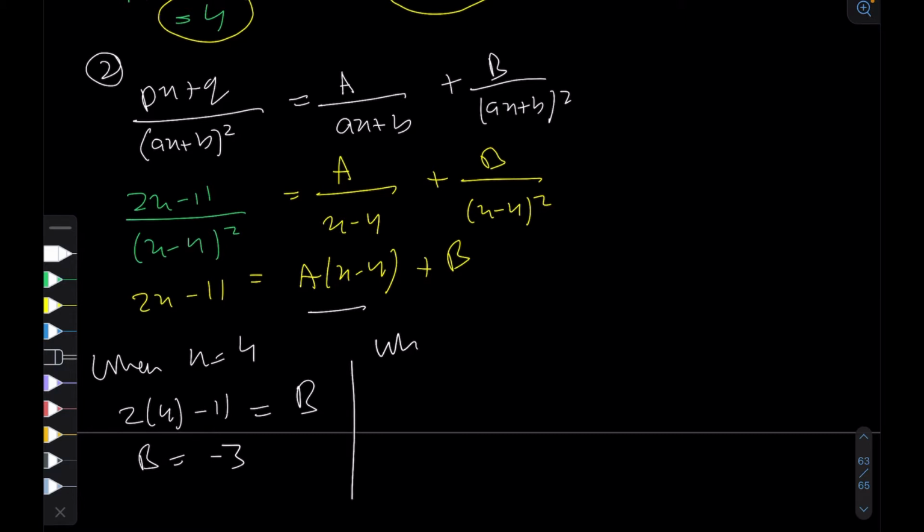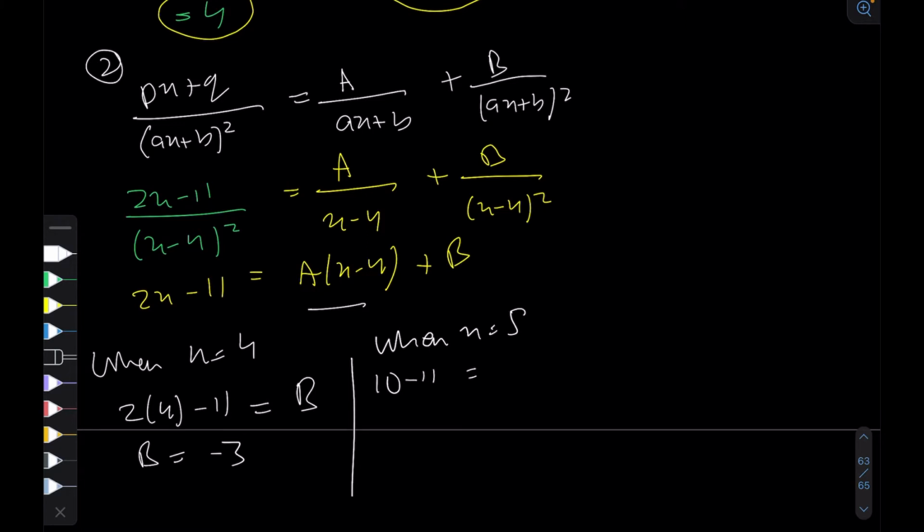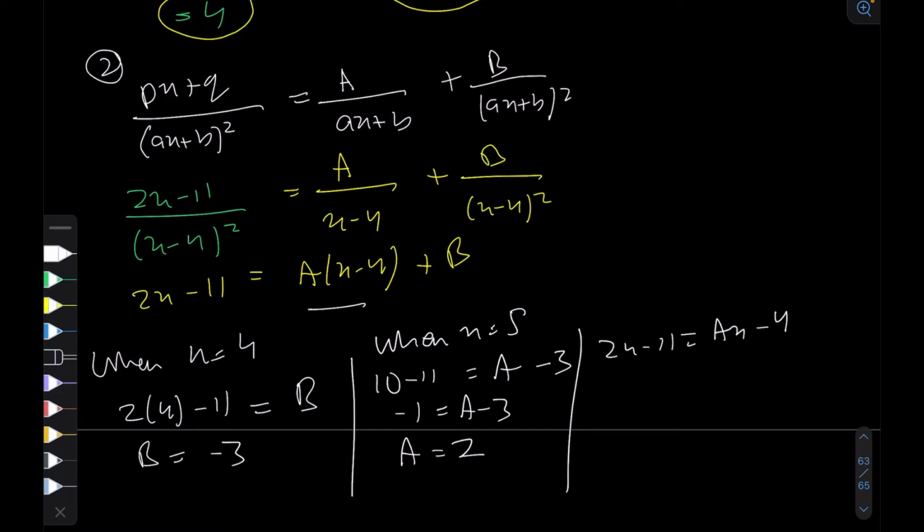And then we can argue that when x is equal to 5, now I'm following the second method, this would be 10 minus 11, equal to a plus b, which now we know is minus 3, so we can replace this. So minus 1 is a minus 3, in other words, a is equal to 2. Another method that we can conveniently use is that 2x minus 11 is a times x minus 4, and b we know is minus 3, so we can compare a to x, so a would be directly 2. So this is the second type: whenever you have repeated roots, this is the structure that follows.